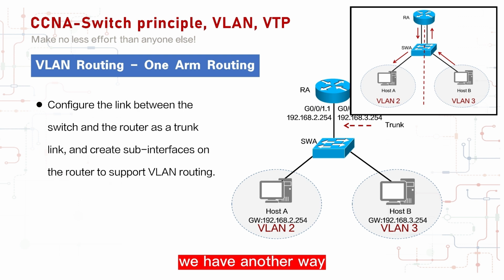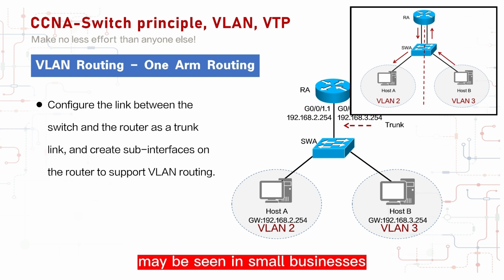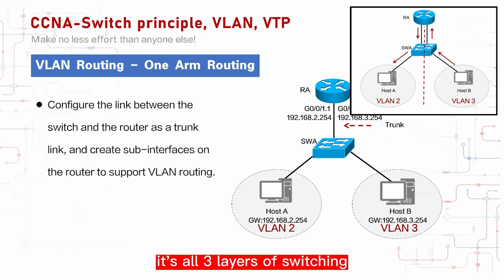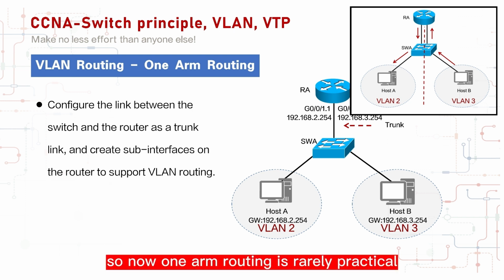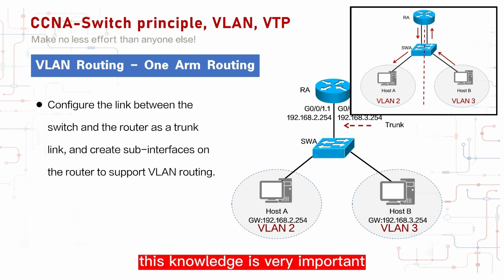We have another way: layer 3 switching. Well, first you need to know there are actually a lot of problems with one-arm routing. So it's not very common in corporate networks. It may be seen in small businesses. Medium and large enterprises have not used it for a long time, because it's very unoptimized. Many switches now are in fact all layer 3 switches. So now one-arm routing is rarely practical. But we have to learn it. This knowledge is very important.